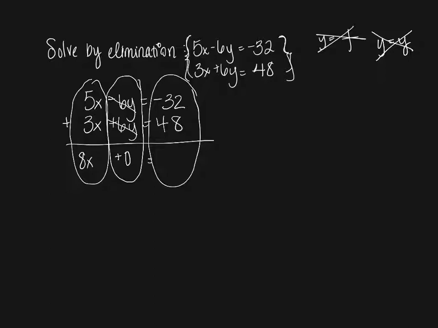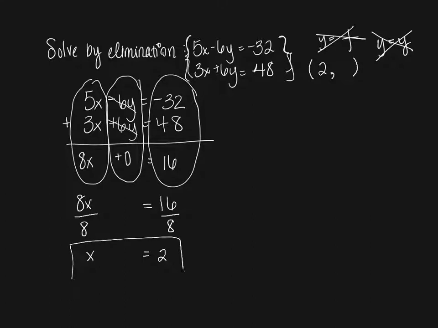What is the difference here? Hopefully you recognized it's 16. So now I end up with an equation that's super easy. 8x equals 16. Solve for x by dividing by 8. X equals 2. Remember, a solution is always an ordered pair, so I know my x value is 2. Well, knowing that x equals 2, I can plug this in for x in either one of these equations. It doesn't matter which one. Let's choose our top one.